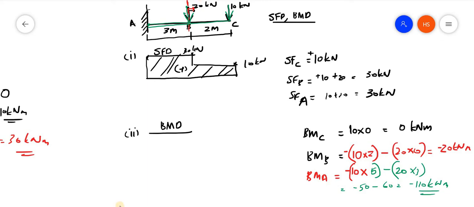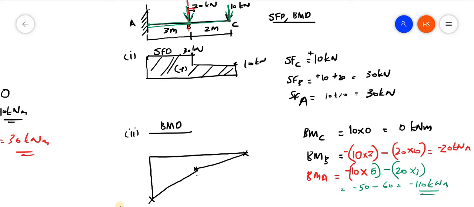So again I am drawing the bending moment diagram. At this point C it is 0, at point B it is 20 kilonewton meter, I am marking, and the other one is minus 110. So how can I join this? By just using straight lines I can join this.